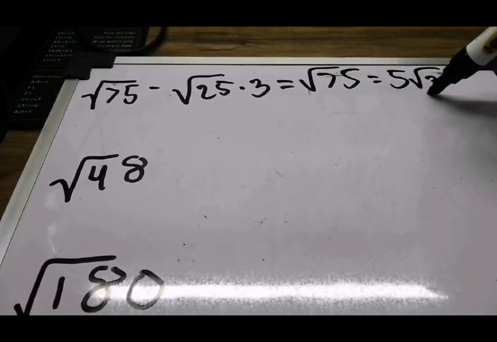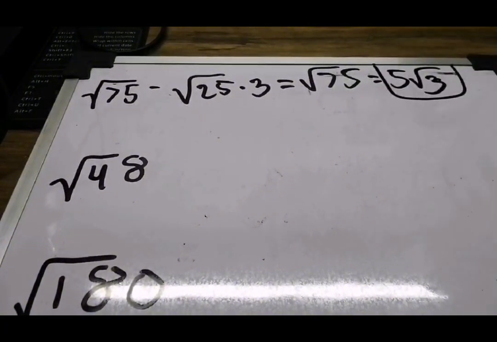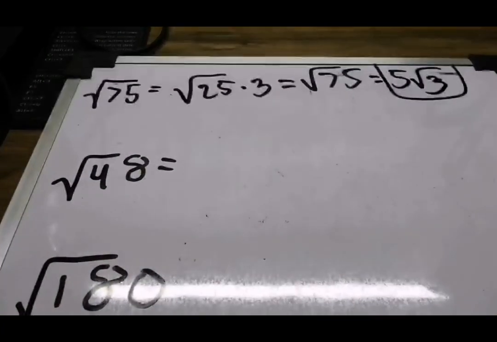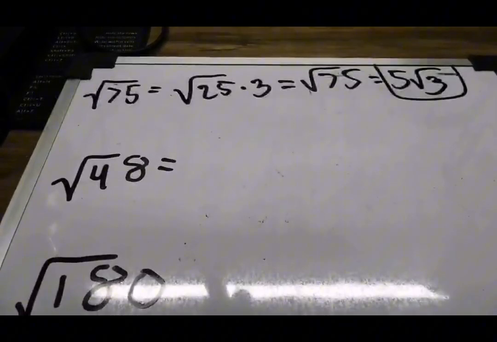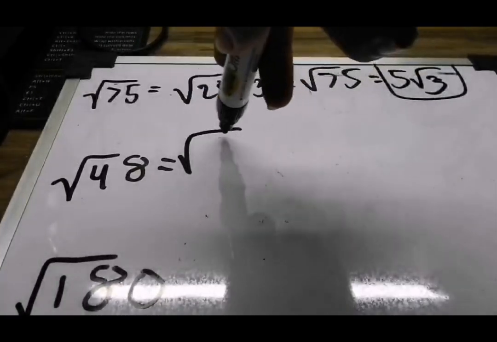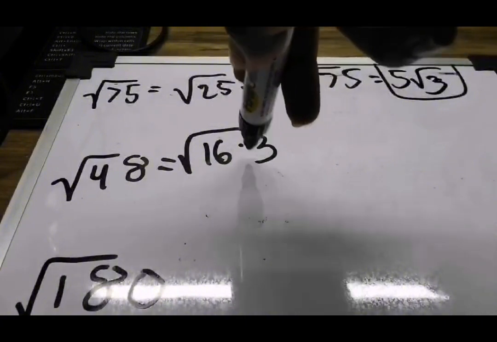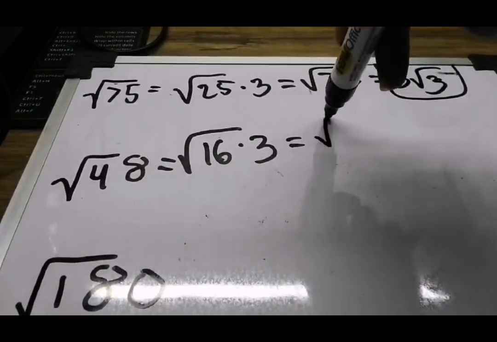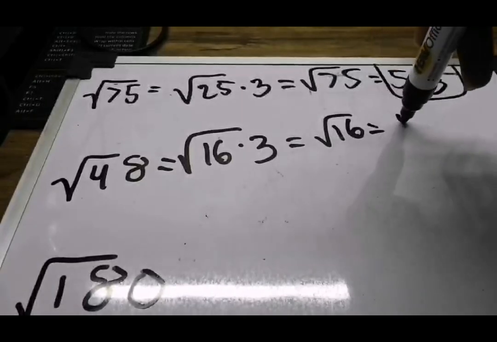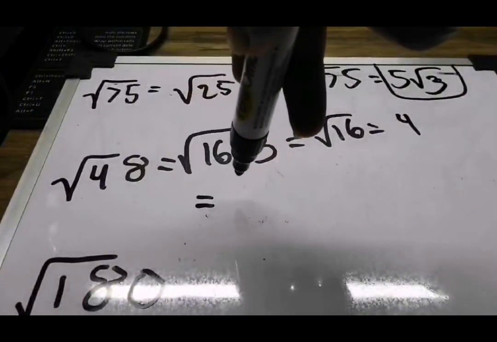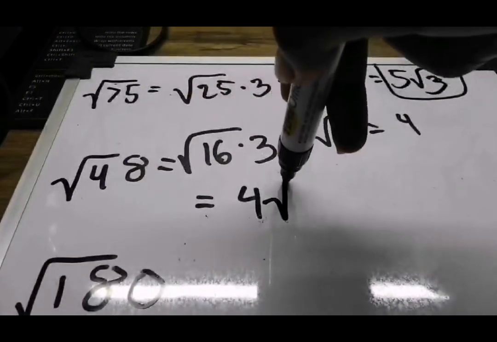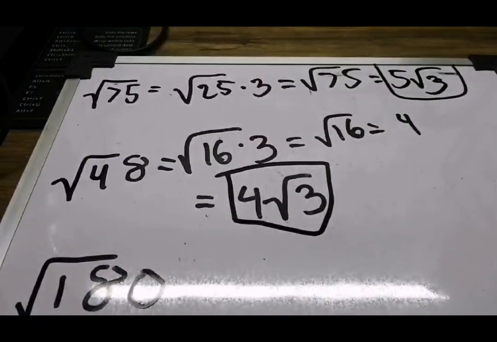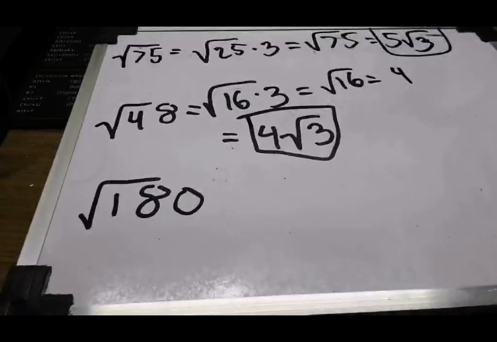And the number will be 5 square root of 3. So let's head to the next part. We have the square root of 48. The factors of 48 are 16 times 3. If you multiply 16 times 3, that will be 48. And since the square root of 16 is equal to 4, the answer will be 4 square root of 3. That's just the answer. We're just going to break it down into pieces.